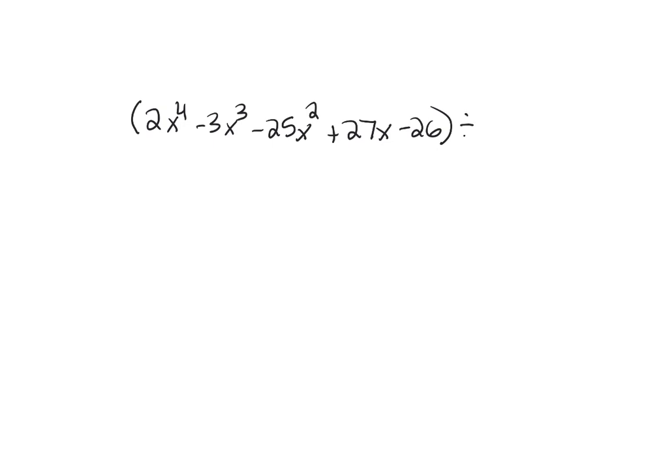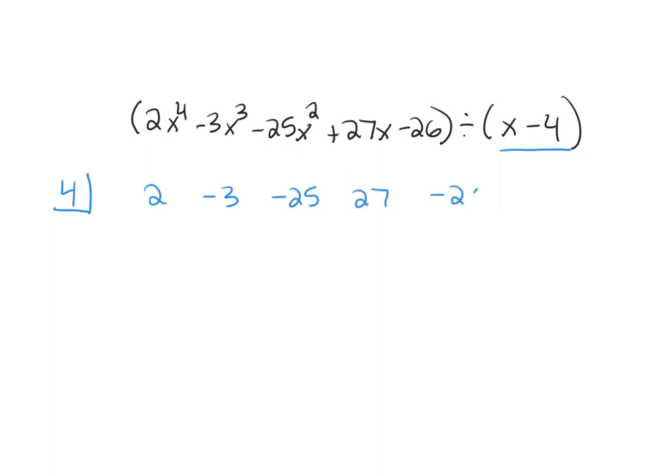All right, let's do one more example, and then we're done with this video. So 2x to the fourth minus 3x to the third minus 25x squared plus 27x minus 26, and we're dividing by x minus 4. Check for missing terms. 4, 3, 2, 1, 0. No missing terms. Good. Now this time we have x minus 4, so the opposite in our box, we're going to put positive 4. And now our coefficients, 2, negative 3, negative 25, 27, negative 26.